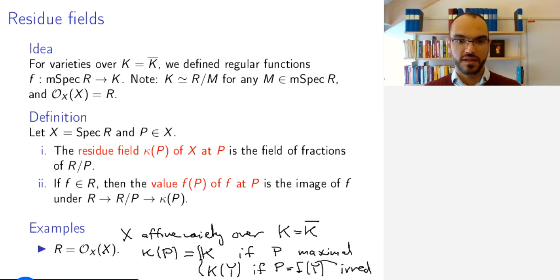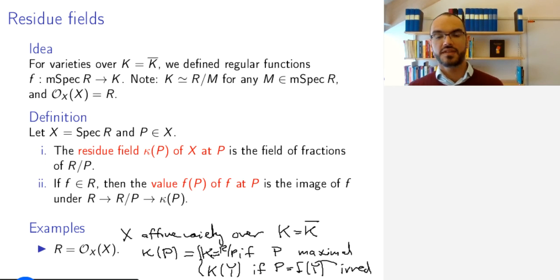So evaluating such a function at a maximal ideal will be the image of f, viewed in R mod P, so it's the image of f under this quotient projection. But if you pause and think, that is exactly the actual value of f at the actual point P of the variety corresponding to this maximal ideal. So there nothing new is happening.